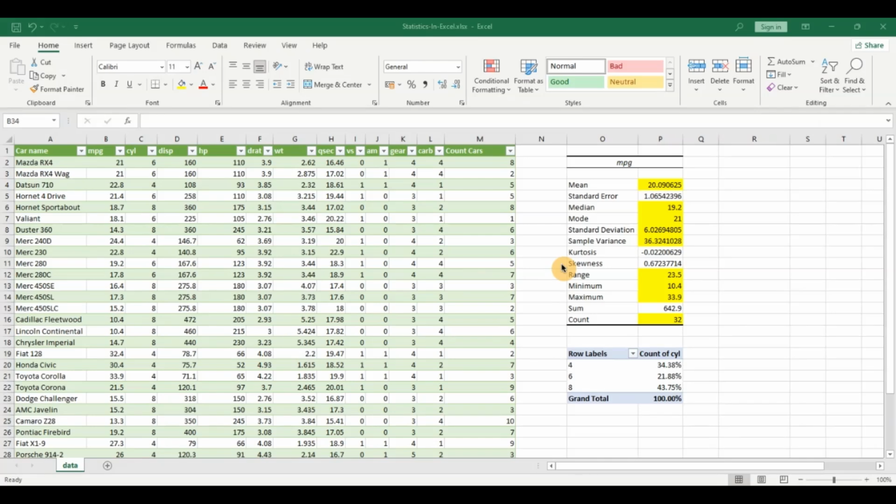This is the part 2 video in the series where we are going to take a deeper look at the measures of central tendency and the measures of dispersion.